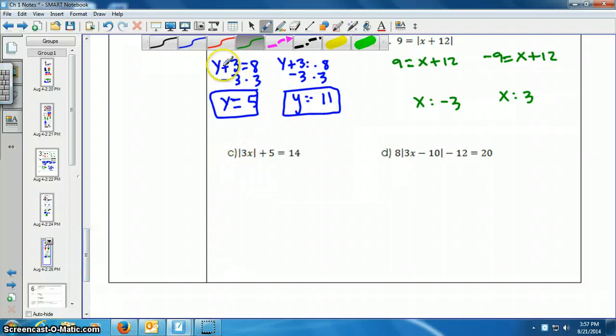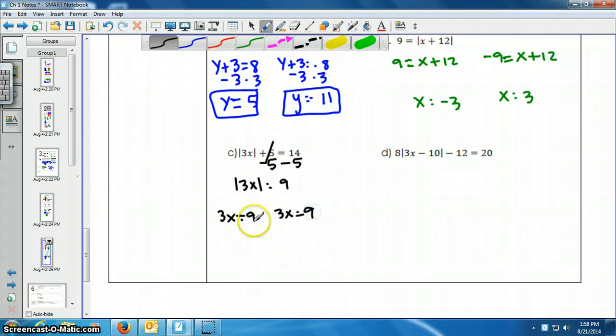All right, notice on C the absolute value is not alone. This plus 5 is not a part of it, so we do need to get rid of that first by subtracting it. So now we have the absolute value alone equaling 9, and we can now do what we did above and set up those two separate equations. And then solve. Divide both sides by 3. One's positive, one's negative. So we get positive 3, and then divide both sides by 3 and get negative 3.